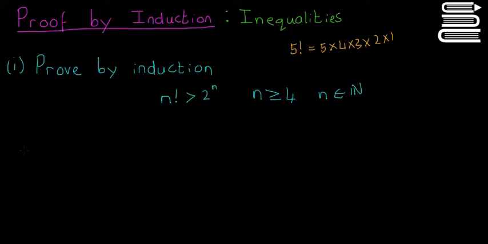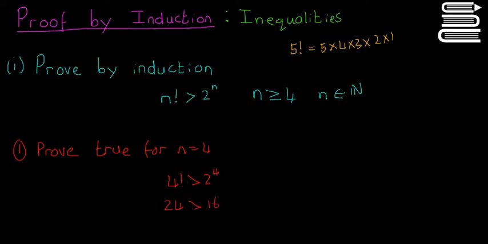So we're going to start with step 1 as always. Step 1 is to prove true for the lowest number. In this case the lowest number is n equal to 4. So we have to prove that 4 factorial is greater than 2 to the power of 4. This gives us 24 is greater than 16. And there's a button on your calculator for factorial if you don't want to write 4 by 3 by 2 by 1 as well. So this is true. That's our first thing done.